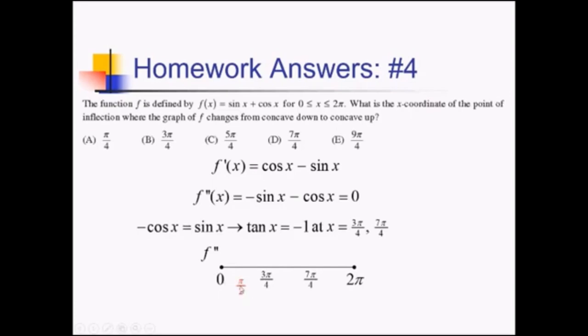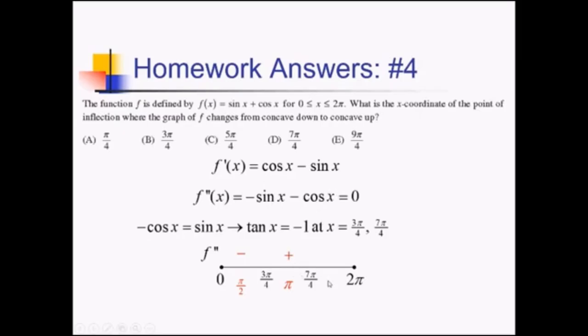Now, normally I'd be cautious about this because pi over 2 makes tangent itself undefined, but f double prime isn't really tangent when you get down to it. It's negative sine of x minus cosine of x, which is defined everywhere. It's not undefined anywhere. So plugging pi over 2 into this, that would be negative 1 minus 0, so that would be negative overall. And then something between 3 pi over 4 and 7 pi over 4, well, how about just pi is an easy one to plug in. So that would be, let's see, 0 minus negative 1, which is going to give us a positive.